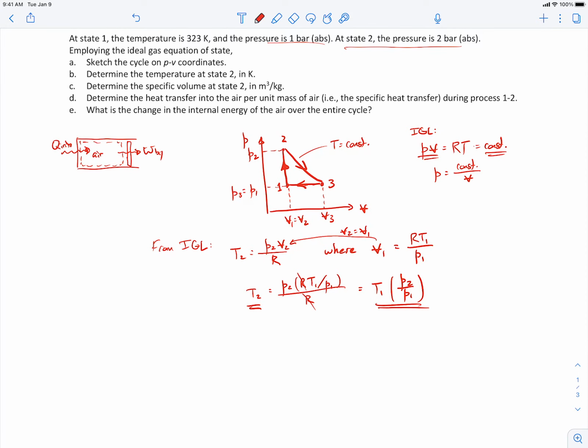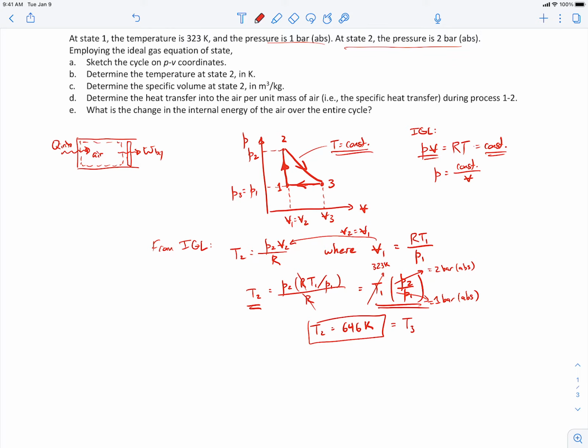So I know T1 is given, that's 323 Kelvin. P2 is given as 2 bar. Make sure you use an absolute pressure since you're taking one pressure and dividing by the other. That needs to be absolute pressures when you do that ratio. P1 is given as 1 bar. So we can see that the temperature should just double. So T2 will be 646 Kelvin. And by the way, since temperature is constant from 2 to 3, I know that's also equal to T3.